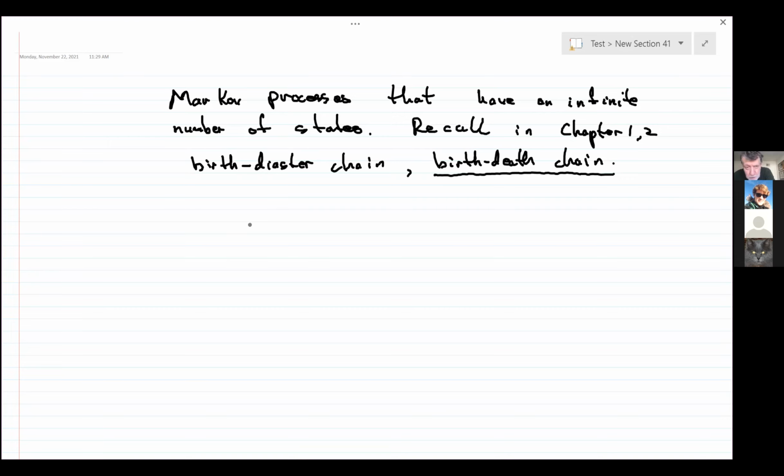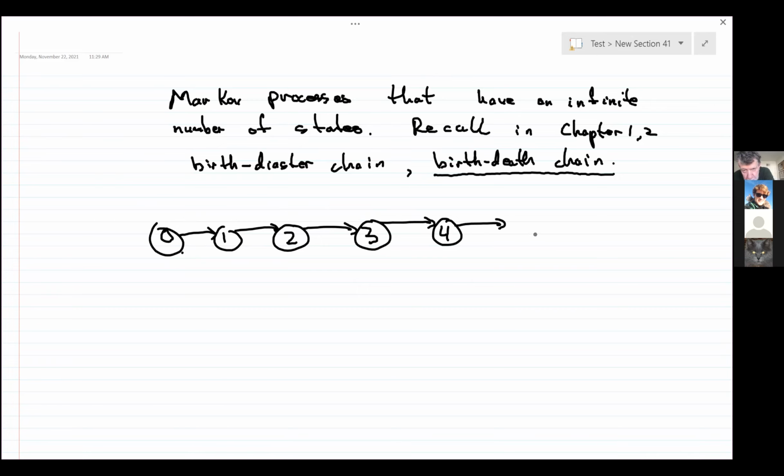So how would this thing look? We have states 0 and 1 and 2 and 3 and so on. And we already know how a birth-death chain looks in terms of transitions. It looks like this. And we're allowing the possibility of going on infinitely many.